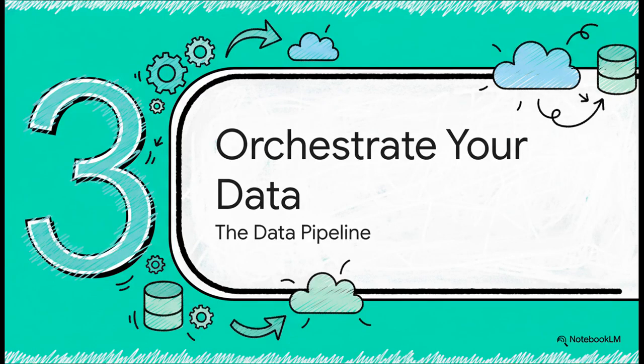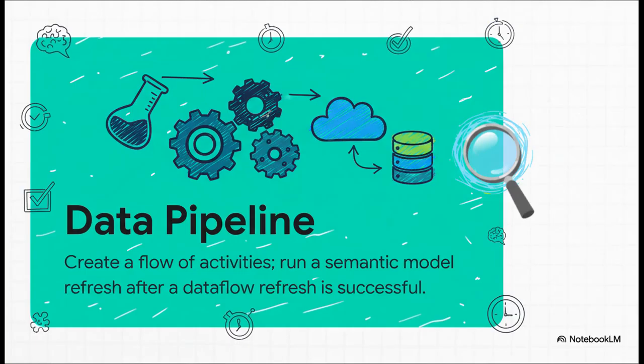Let's start with that refresh problem. You know the drill, right? You have a data flow to load your dimension tables, then another one for your huge fact tables, and you absolutely need your Power BI semantic model to refresh only when both of those are done and in the right order. So enter the data pipeline in Fabric.